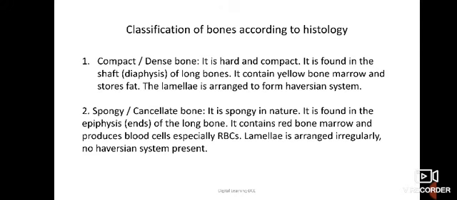This is about the introduction and classification of bones according to different categories.